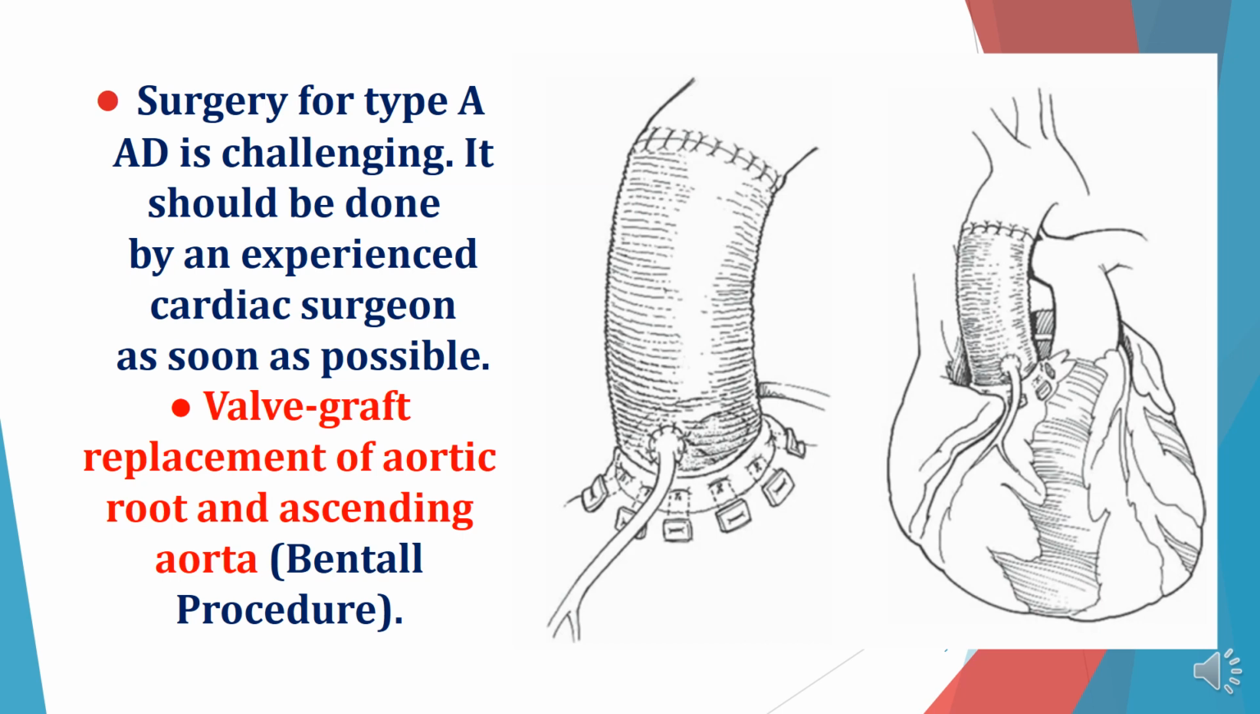Surgery consists of a valve graft replacement of the aortic root and the ascending aorta, the so-called Bentall procedure. So in these pictures we can see that the ascending aorta has been replaced by a prosthetic graft, and the aortic valve is also replaced when it is diseased, with reimplantation of the coronary arteries.